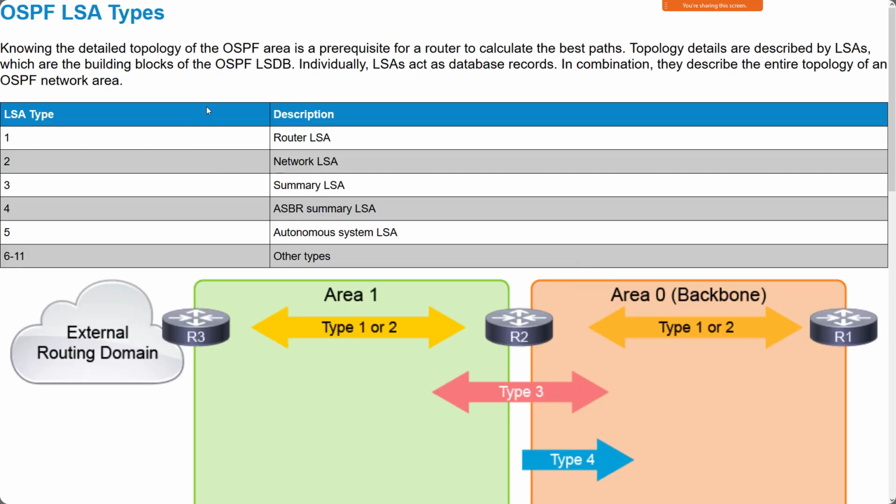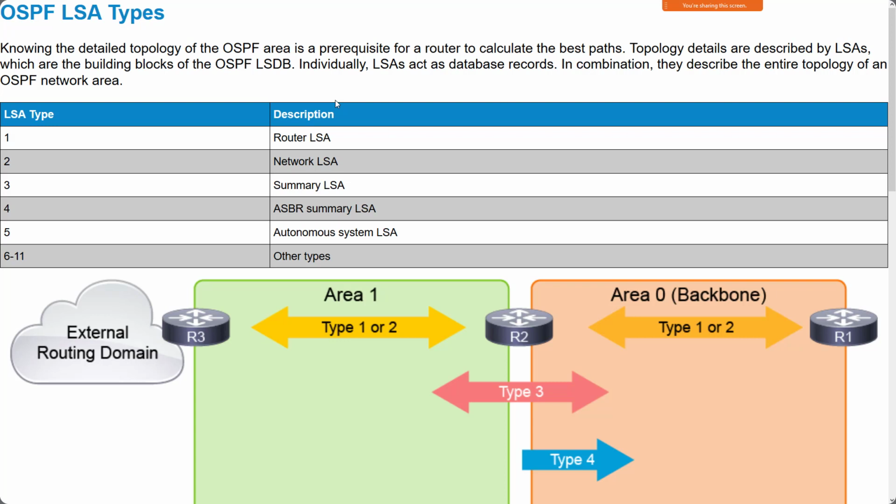So, what are the different LSA types? Now, this gets kind of really confusing, but once you've gone through it a couple of times, it tends to make sense. Different types of routers in OSPF generate different types of LSAs. Now, there are multiple types of LSAs. As you can see, there's 1 through 11, but there's only a handful of these that you're going to see on a regular basis. Every OSPF router generates a type 1 LSA.